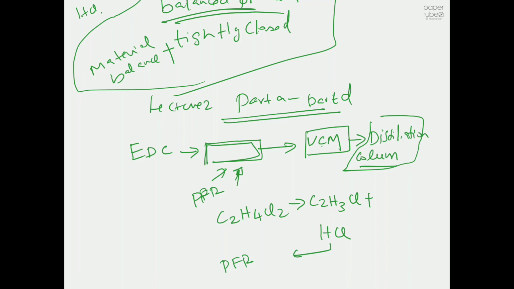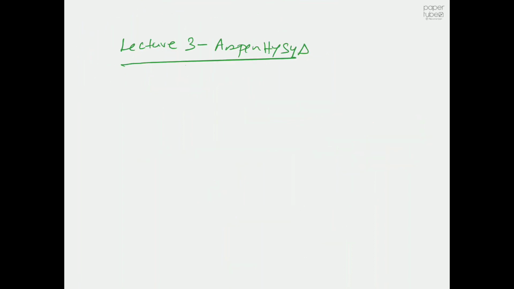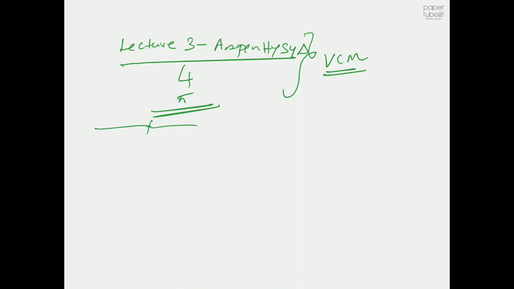And then lecture 3 is just going to be Aspen HYSYS, then lecture 4 and 5. So we need at least 3 lectures to cover all this topic of vinyl chloride monomer. So what we are going to do is a full final-year chemical engineering design project. So it's not a bad idea.